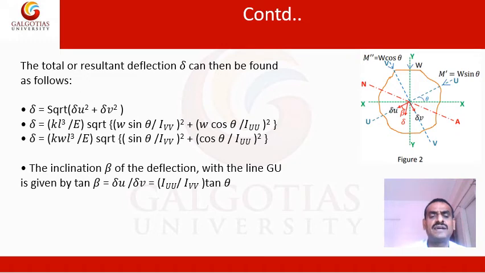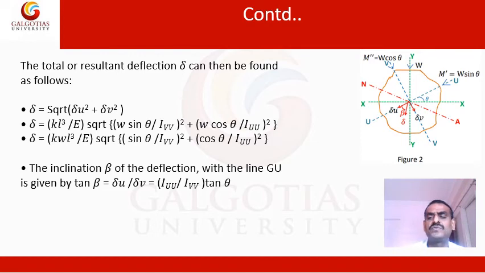Substituting the values of del U and del V in this equation, finally the equation reduces to del equal to K W L cube divided by E, square root of (sin theta divided by I_VV) whole square plus (cos theta divided by I_UU) whole square. The inclination beta of the deflection with the line GU is given by tan beta equal to del U divided by del V, which will be equal to I_UU divided by I_VV tan theta.